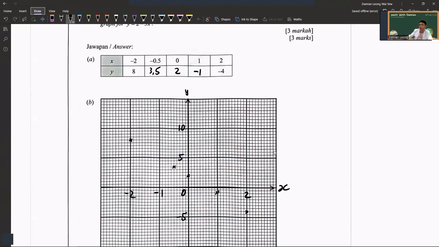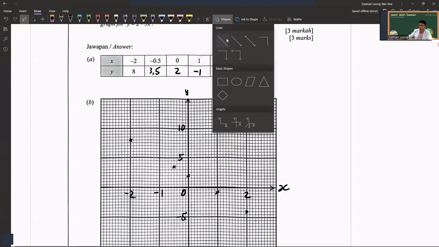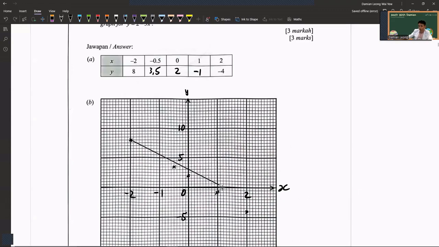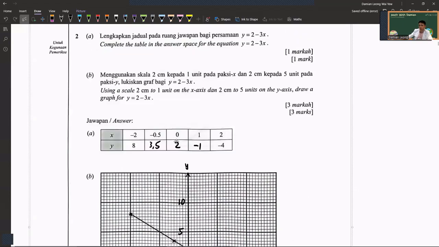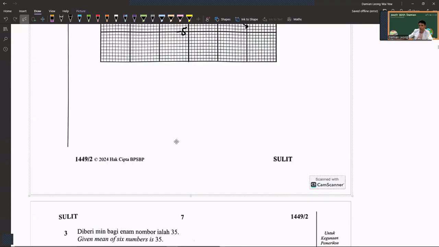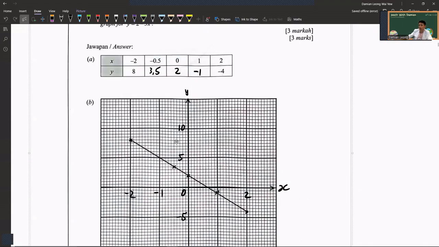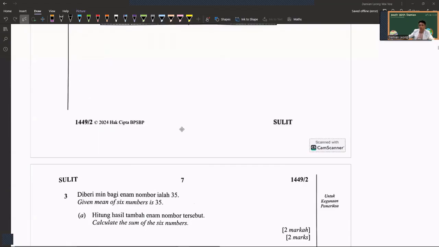So this is a linear graph, so just draw a straight line. From the equation, you should be able to tell it's a linear graph. So draw a straight line passing through all the points. That's the graph, so just like that. That is question 2. Question 3.